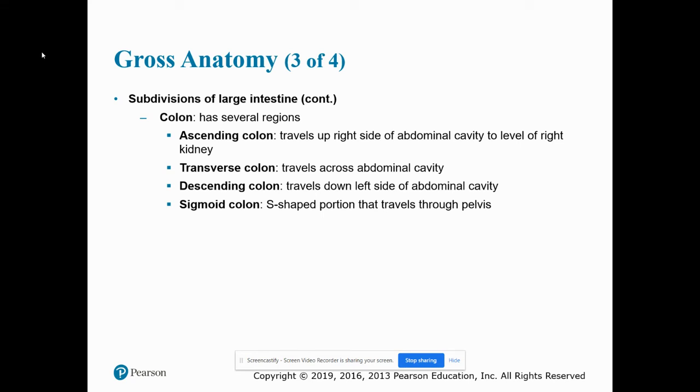The colon has several regions. There's the ascending colon, which travels up the right side of the abdominal cavity. The transverse colon goes across the abdominal cavity. The descending colon travels down the left side of the abdominal cavity. And then finally, the sigmoid colon is the S-shaped portion that travels through the pelvis.